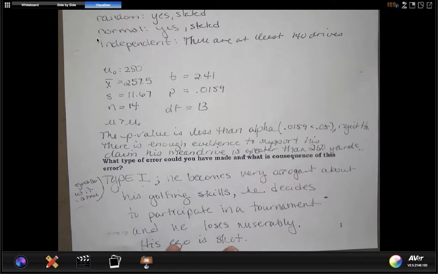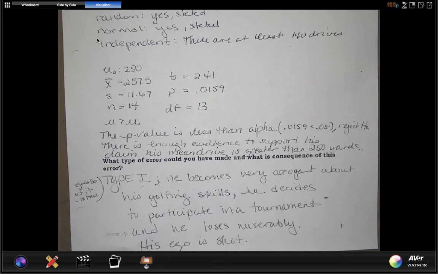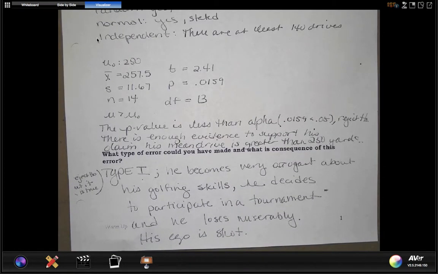And what kind of error could I have made? Well, since I reject, I could have made a type 1. And it only asked me for the consequence. I took it a little too far, went dark here, but there's my consequence.